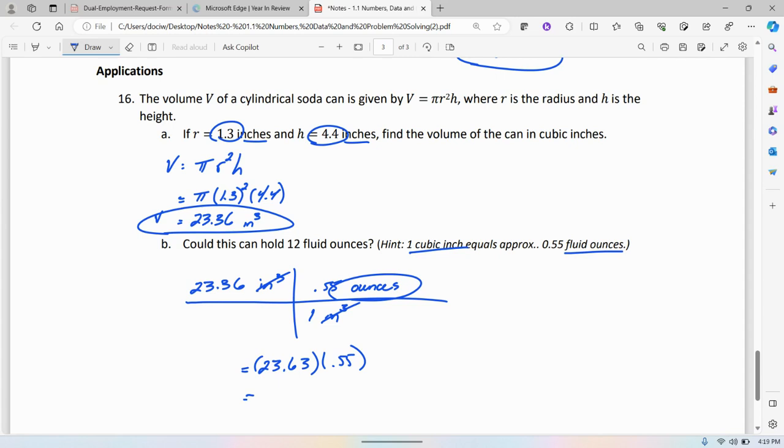Oops, I'm going to back up here. 23.36 times 0.55 is 12.848 fluid ounces. So can this can hold 12 fluid ounces? The answer is obviously yes, it can.